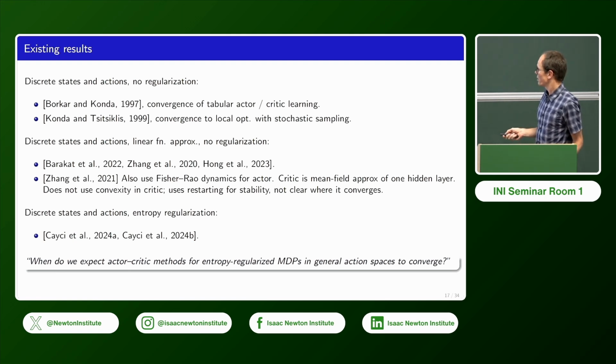Okay, and then there is a paper which uses discrete states and actions and entropy regularization and proves convergence. So our focus is on entropy regularized MDPs for general state and action spaces, in particular general action spaces. And hopefully I've convinced you that we want the entropy regularization there. Later you will see that in fact the entropy regularization is what gives the biggest headache for stability, but let's get to that in a moment.